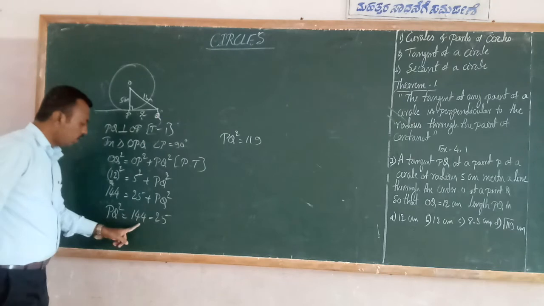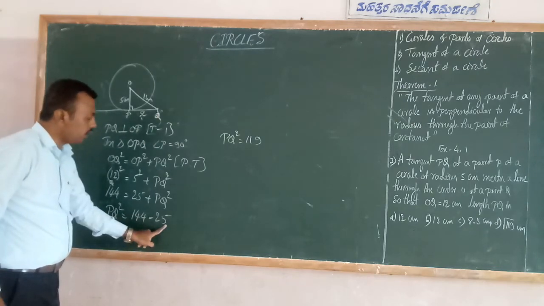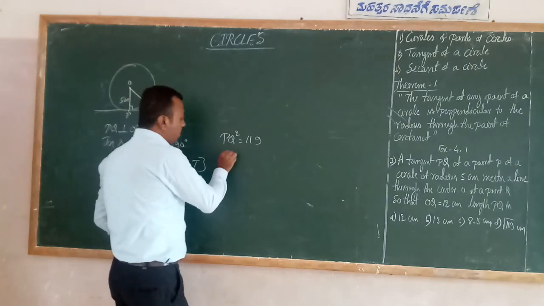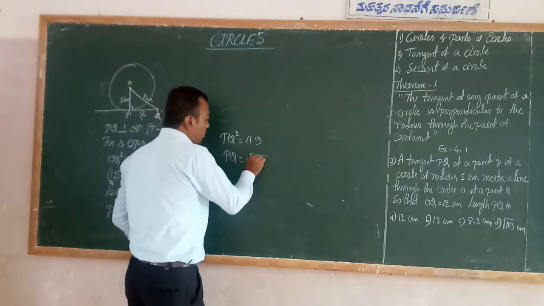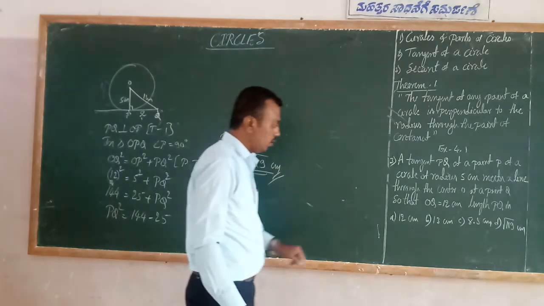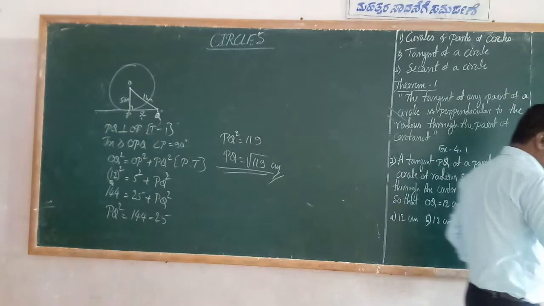See, 144 minus 25. 14 minus 5 is 9. Here 3 minus 2 is 1. Here 1 is 1 as it is written. Therefore PQ, if we want PQ, is the square root of 119 centimeters. This is the length of PQ. So option D is correct.